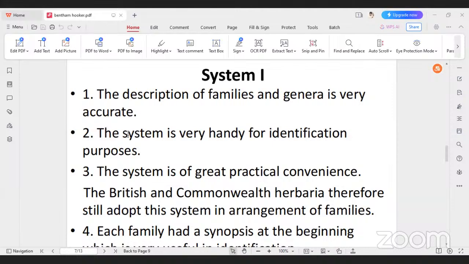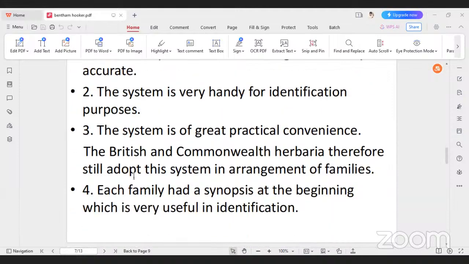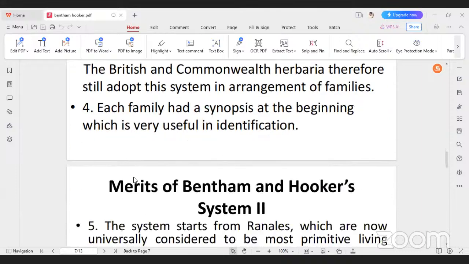The British and Commonwealth Herbaria therefore still adopt this system in arranging families, because most of the family identification and classification is done by the Bentham-Hooker classification. Now most of the countries follow this type of classification. That's why it is of great practical convenience. Each family has a synopsis at the beginning, which is very useful for identification of the plant.